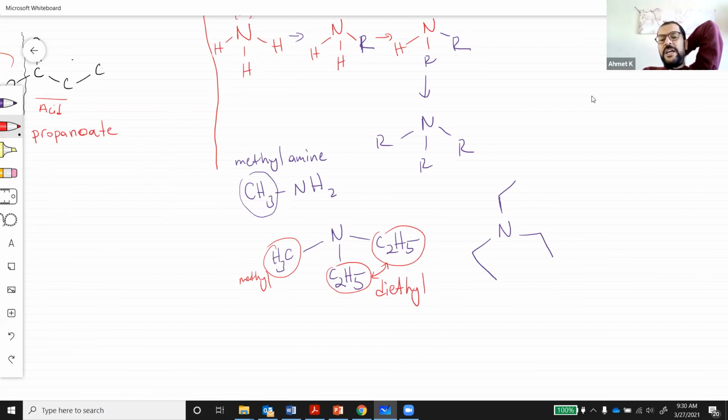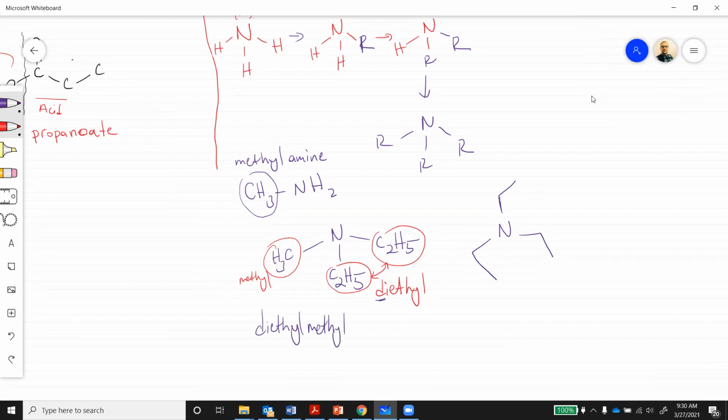Okay, and so now if you look at this one, you're going to actually name it, not sure if I told you this, but we don't really count the di and tri prefixes when alphabetizing. And so therefore diethyl is going to come before the methyl, diethylmethylamine. And then what's the functional group? Amine.